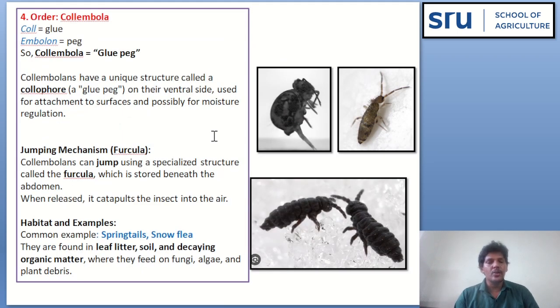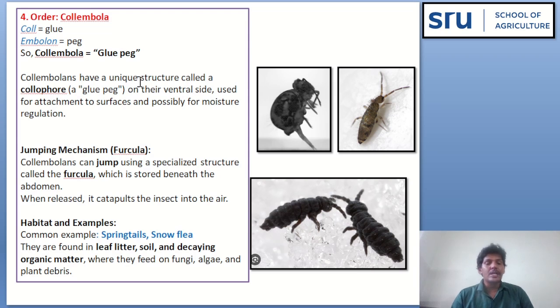Next order is the Collembola. Colla means glue, embolon means peg. They possess a glue peg, that is an attaching peg-like structure. Collembolans have a unique structure known as the collophore or glue peg on the ventral side of their abdomen, used for attachment to the surface and possibly for moisture regulation. They absorb moisture by using this collophore.